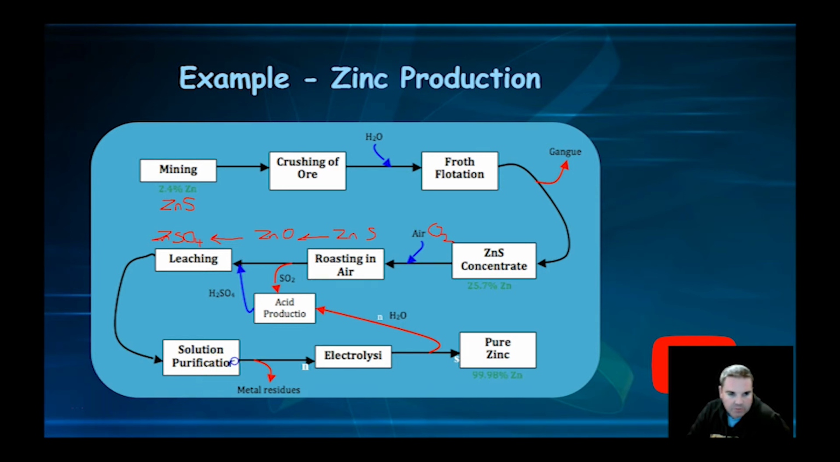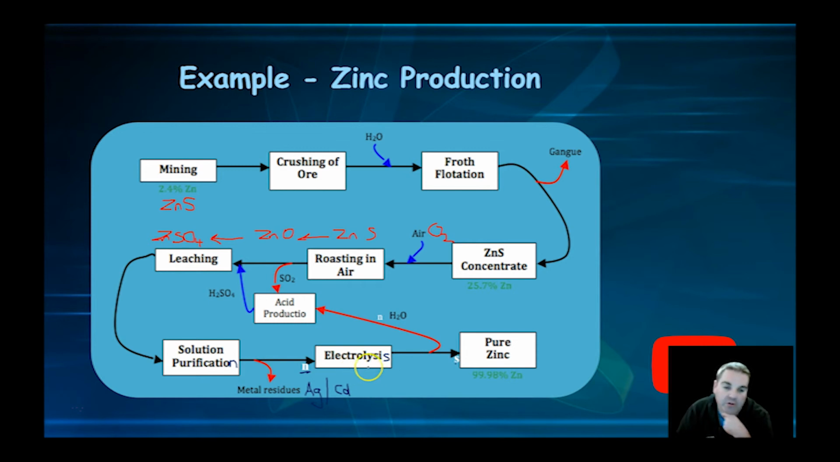Sorry, that should be solution purification. And that takes out metal residues. The main ones we've got are silver and cadmium. If we leave those in, they will be formed at the cathode in preference. Oh look, there's the N that we need. And there's the S that we need over here for electrolysis. So apologies for my super dodgy slide here.